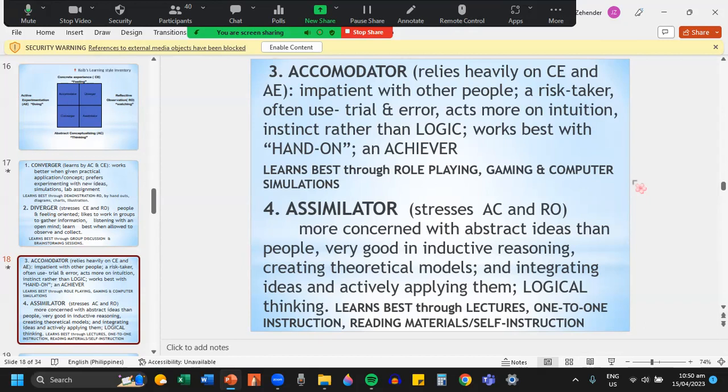Another thing, if you compare me to my mom, she's more on accommodator. One of her main traits talaga is that she's impatient. She cannot take it when people are slow in learning. Ayaw din niya na slow ang kasama niya when it comes to following her instructions. So may tendency talaga mag-flare up yung mom ko because of her impatience.